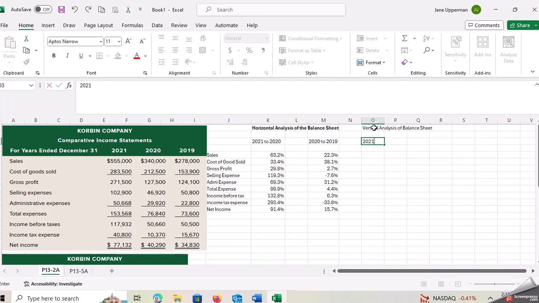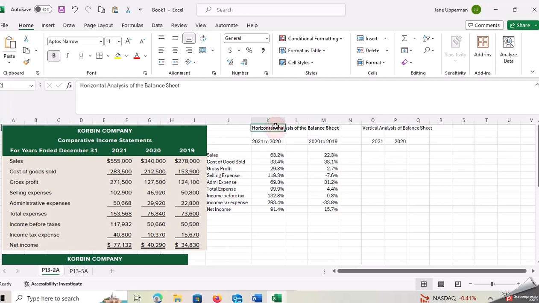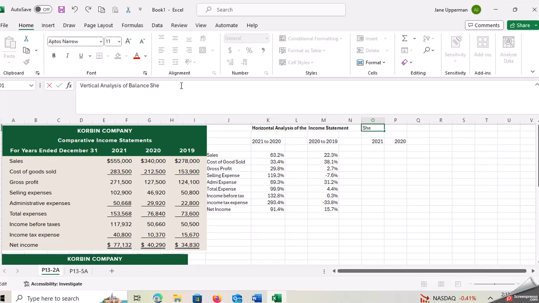So then we'll just do 2 years. So for 2020, if we do a vertical analysis, or I'm sorry, this is the income statement. Title, horizontal analysis of the income statement. Vertical analysis, again, at the... So then again, now we're going up and down.